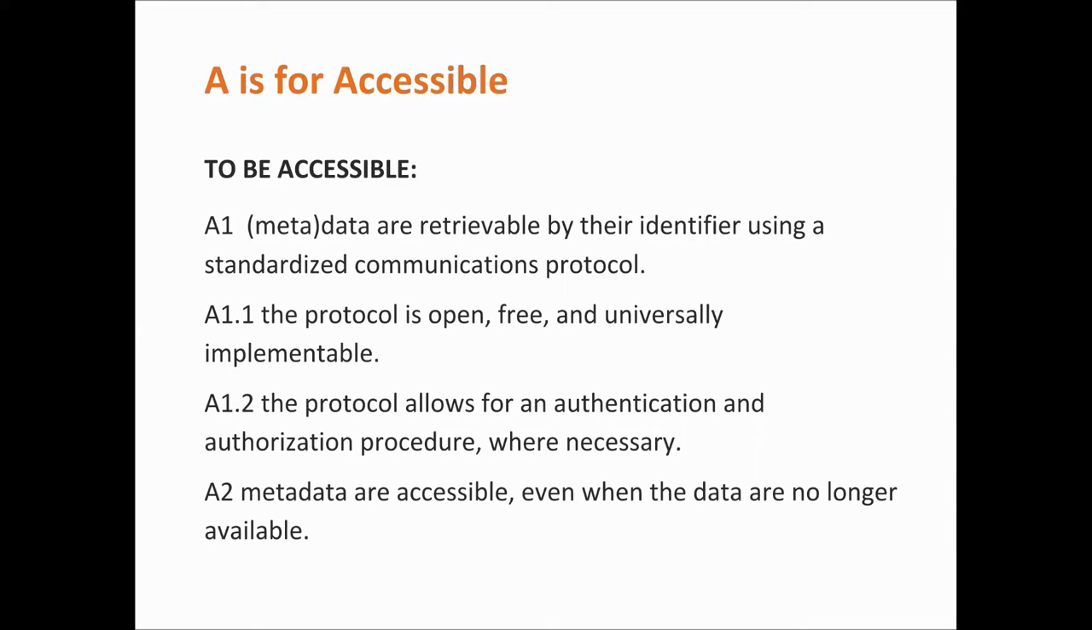A1.2 is actually an often misunderstood part of FAIR data. Accessible does not necessarily mean open, but rather it gives the exact conditions under which the data are accessible. So even heavily protected and private data can actually be FAIR. And if FAIR is well implemented, a human can see that the data isn't open, but clearly can see what steps they need to take to get access to the data.